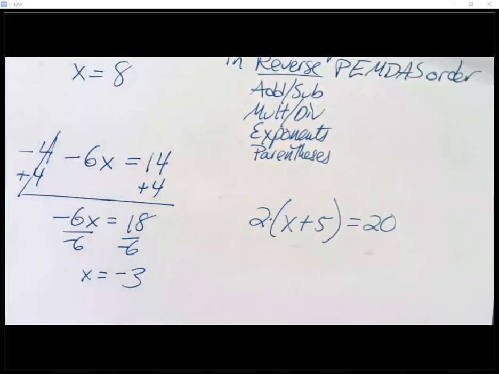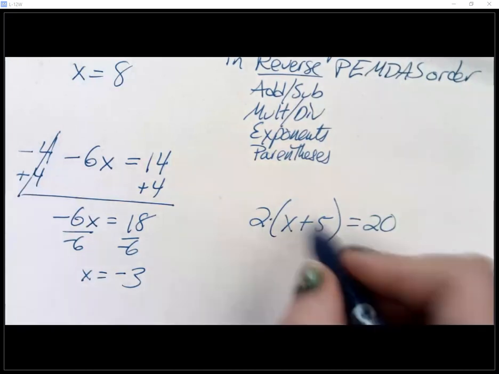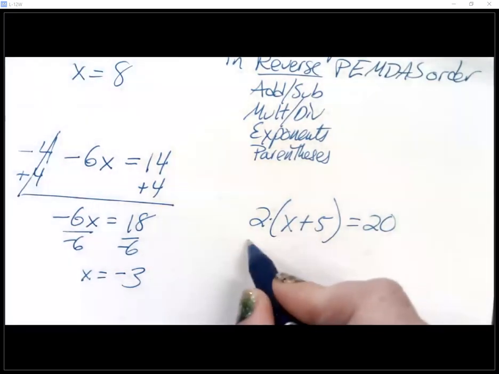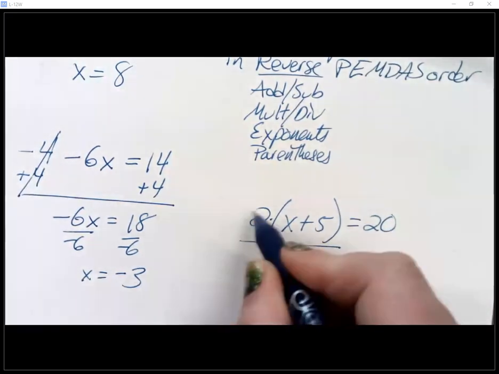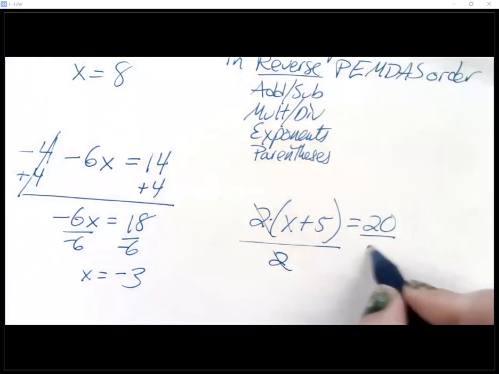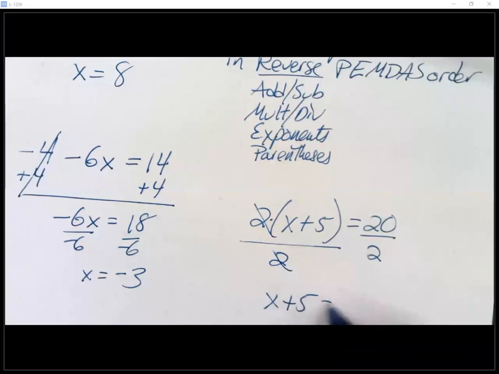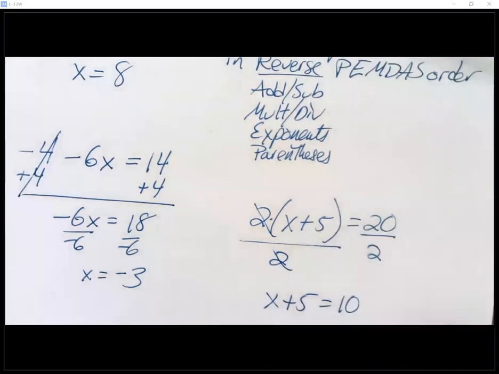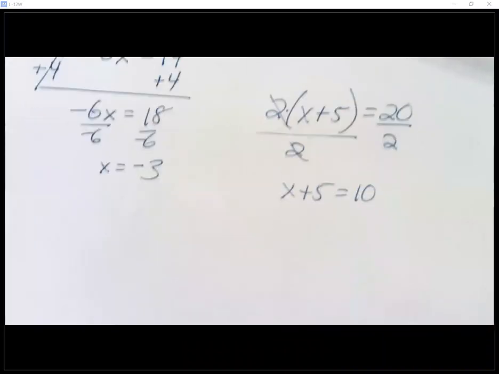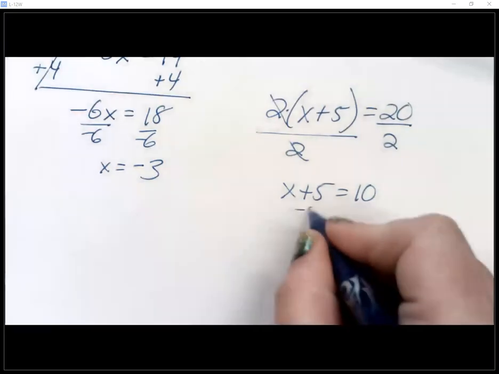But check this out. I'm going to do it without distributing. If I divide both sides by 2, those cancel and I have to divide this side by 2. What's left on the left is just x plus 5. And over here, 20 divided by 2 is just 10. Now I can just minus 5 from both sides, and I end up with an answer of 5.